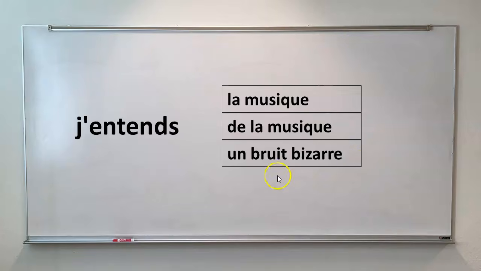And then the last one here, un bruit bizarre, a strange noise. Bruit is a noise, and bizarre, of course, bizarre or strange. So you could say something like, I hear a strange noise. J'entends un bruit bizarre.